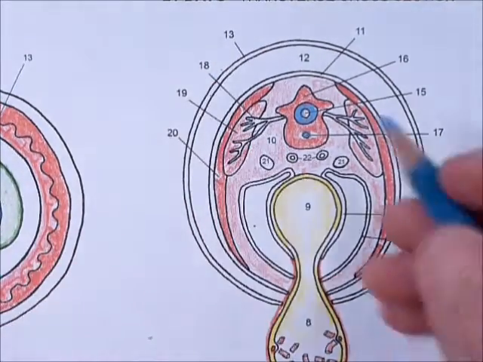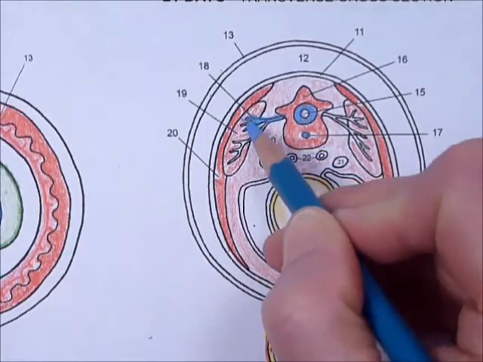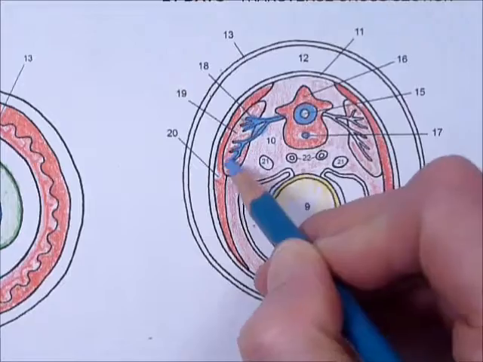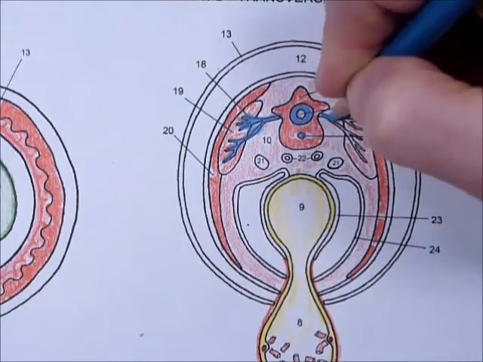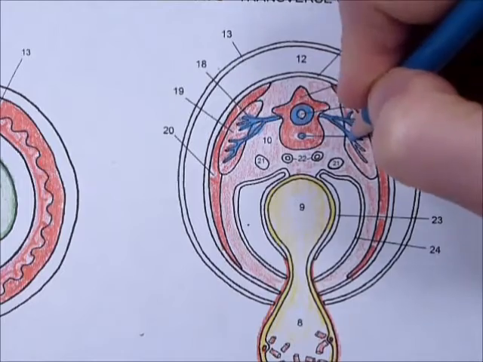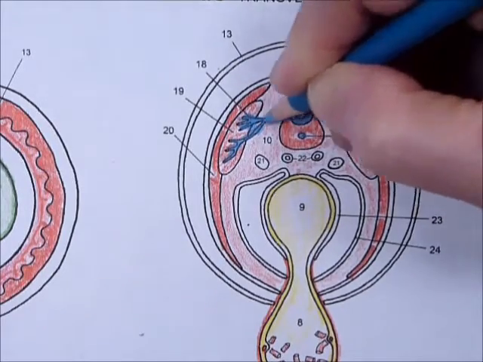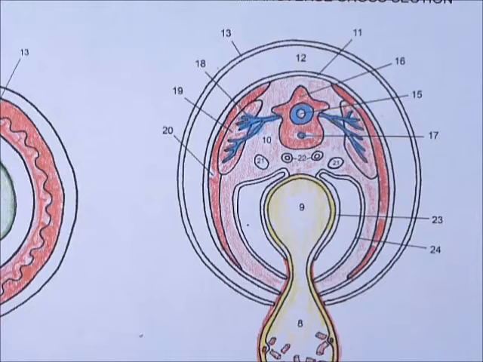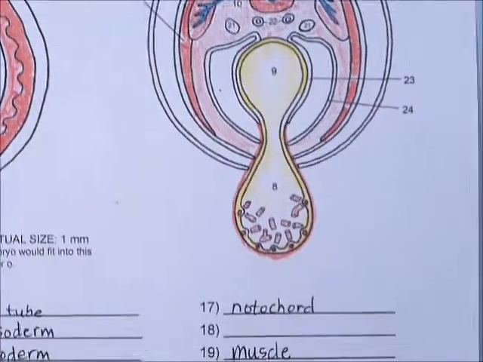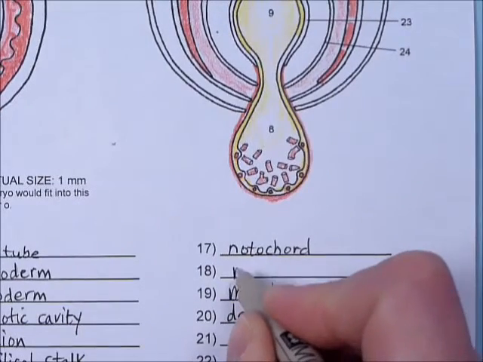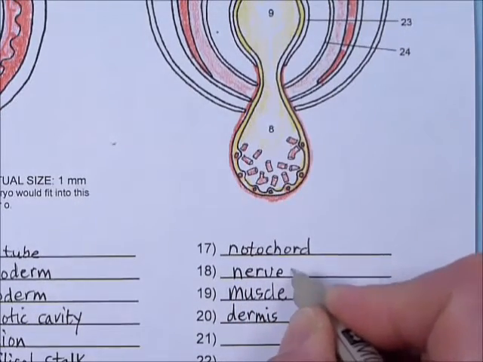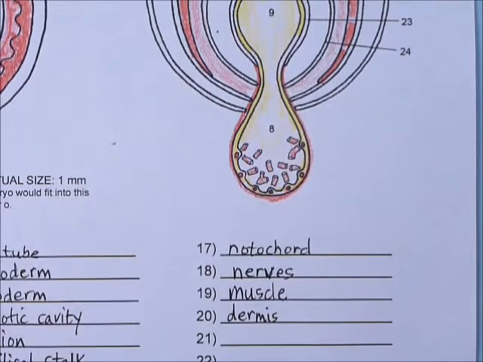18 is pointing to the nerves. And remember, there were neural crest cells that came out and formed the peripheral nerves. Peripheral means outside of the spine. So 18 would be, let's just write nerves. Came from the ectoderm. Okay, and now let's go in order here.